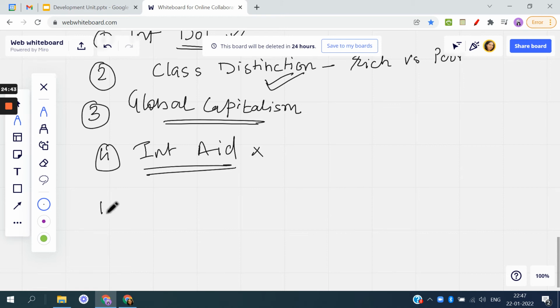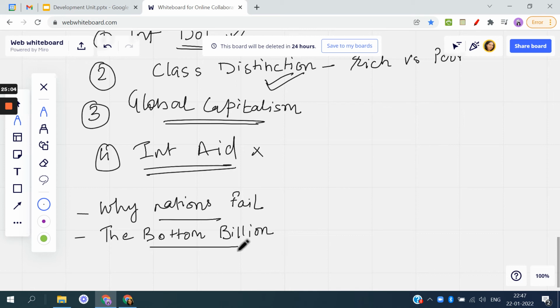Apart from this, there are the books Why Nations Fail and The Bottom Billion. These were the two books which came forward, and they started saying that it's not just about communist theory, communism, or dependency or world system theory where countries remain poor, because we have seen that this model has also failed. There are other factors also which are not helping countries to develop. What are these factors? These two books talked about those factors.